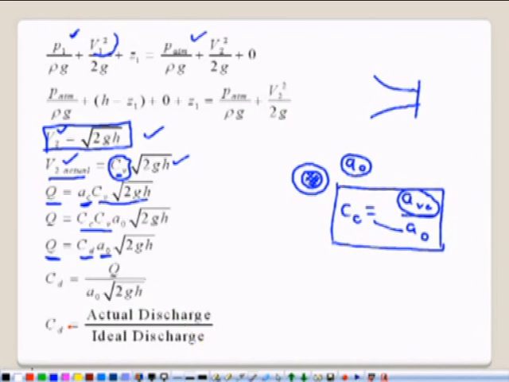So, Cd is always less than 1 in case of an orifice, as in the case of the venturi meter and orifice meter also, right. So, for finding out discharge, first we need to calibrate it. So, we need to find out the Cd of an orifice, and then once we know the Cd of an orifice, we substitute here, and we know the opening area of the orifice. If we find out H with the help of lab work, we can find out the actual discharge.